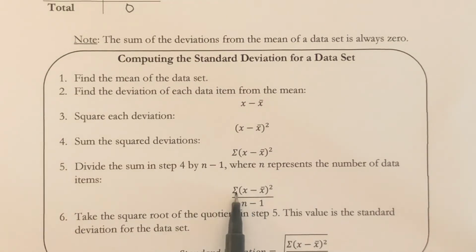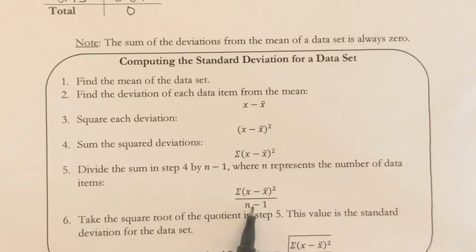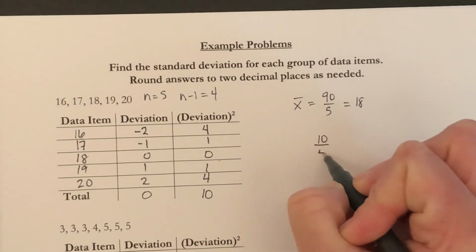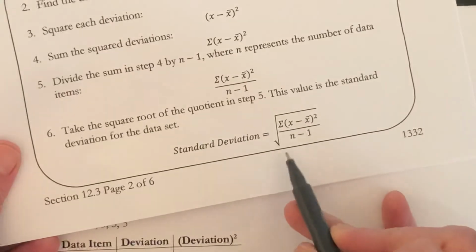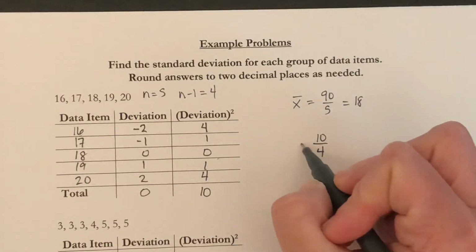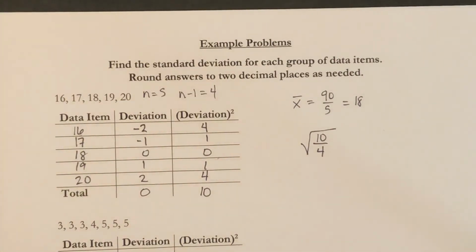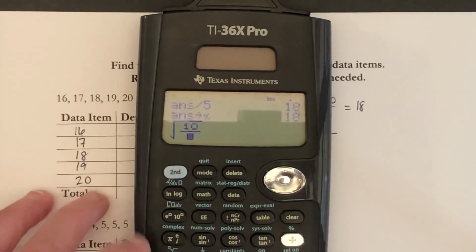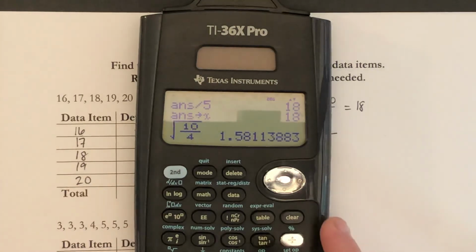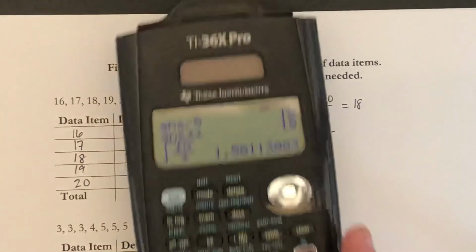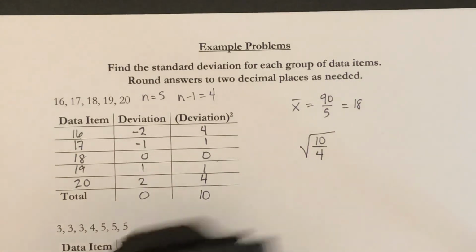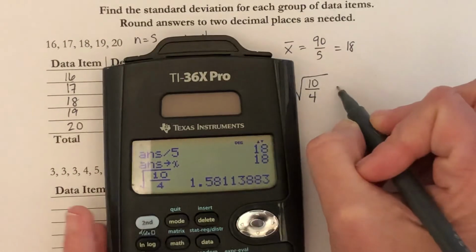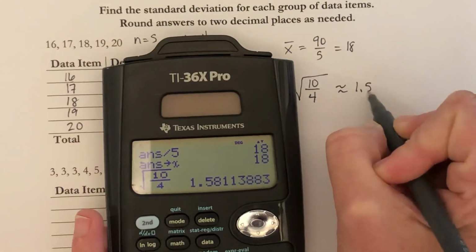Now we're supposed to take that number we got there, and then divide it by n minus 1. So I would do 10 divided by 4, and then I'd need to take the square root of that. Okay, so if I want to do the square root of 10 over 4, they generally want these to 2 decimal places. Yeah, 2 decimal places is needed. So this would be approximately 1.58.